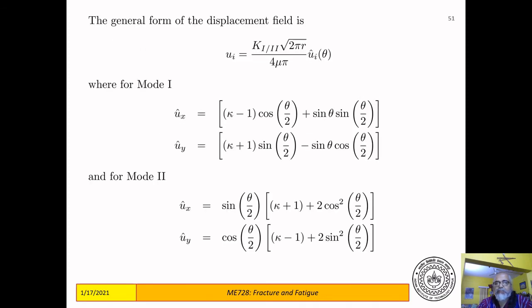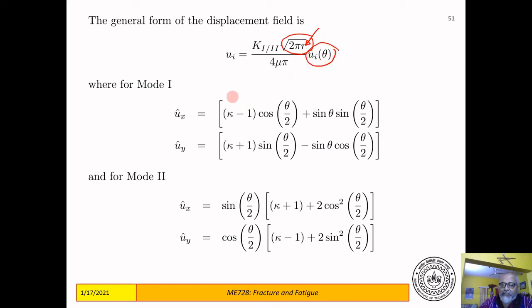Similarly, for the displacements, the general form of the displacement is this. You have root 2 pi r in the numerator because the displacement actually goes to 0 at the crack tip. Remember, we have already discussed this: displacements cannot be infinite at the crack tip or anywhere, because that would violate the small strain assumption. So displacements depend on root r, and the angular functions are these.